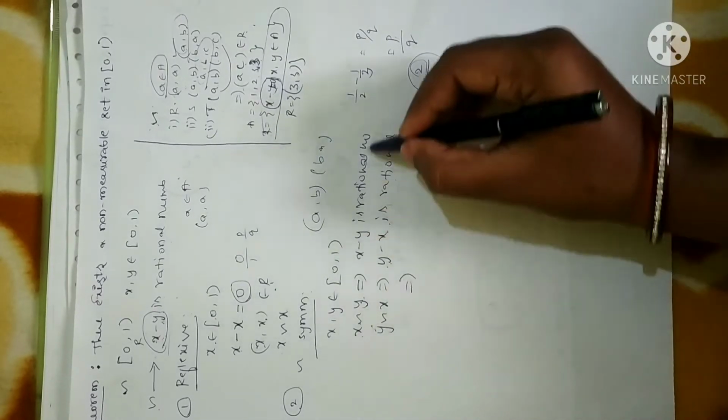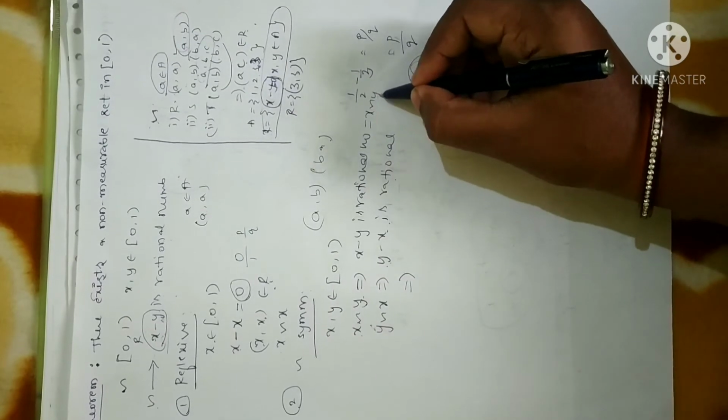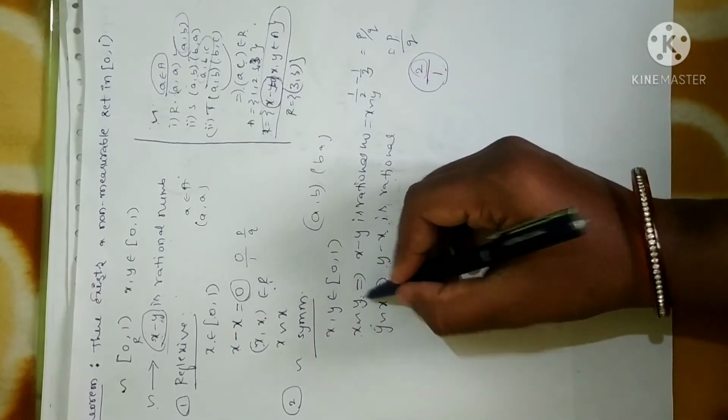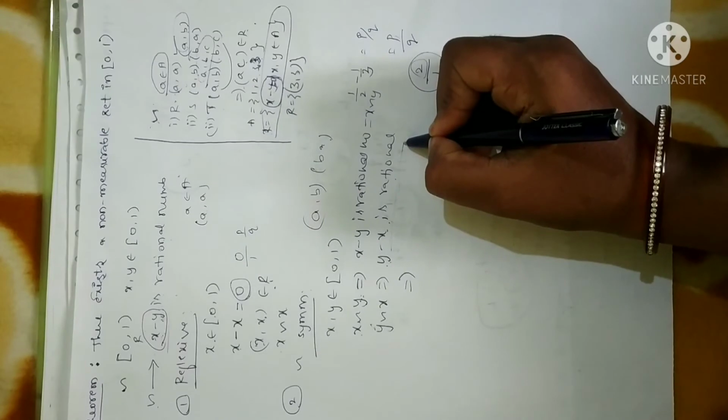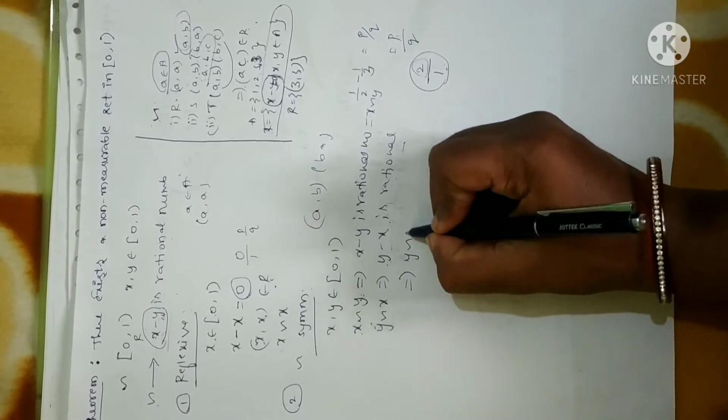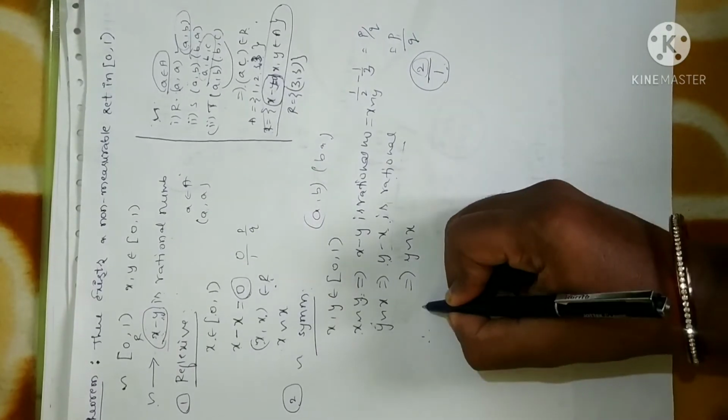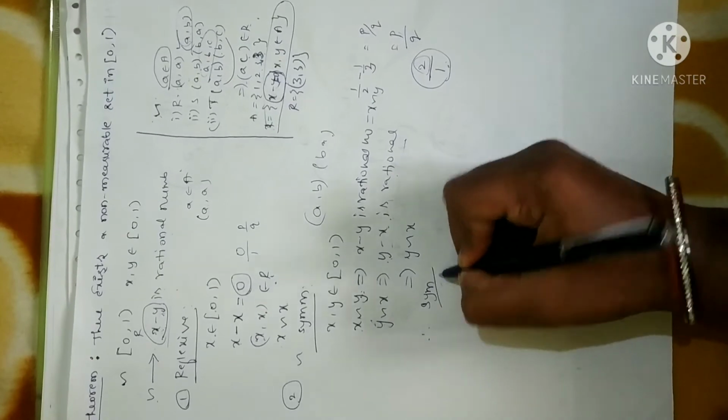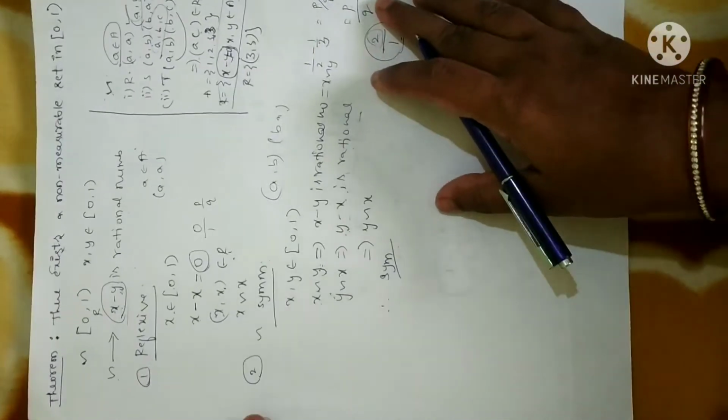The meaning of this statement is x is related to y, in the sense (x, y) belongs to R. So y minus x is also a rational number. I can say y is related to x. So therefore it is symmetric. Clear? Anyhow, I have proved the reflexive and symmetric conditions.